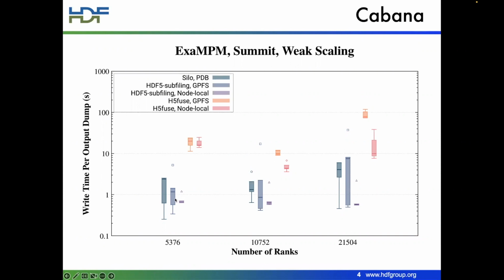Then if you do subfiling to GPFS, this is the next one here. It does fairly well as well. There's still a couple outliers, but it does on par with what you're getting with Silo output. And then if you do subfiling to the node local storage, it's very good. And you don't see this. I mean, this is a little bit of variation, probably due to other people using the system. You can kind of eliminate that variability with using node local storage, since there really shouldn't be any competition.